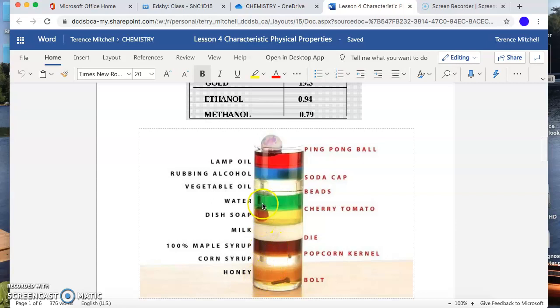All these things are more dense, so they sink below. We can see that milk is less dense than maple syrup, so it's floating on top of the maple syrup.